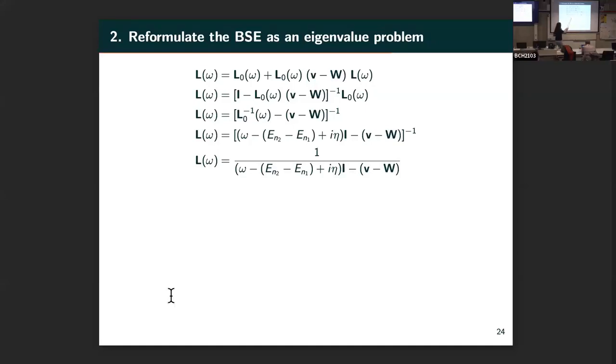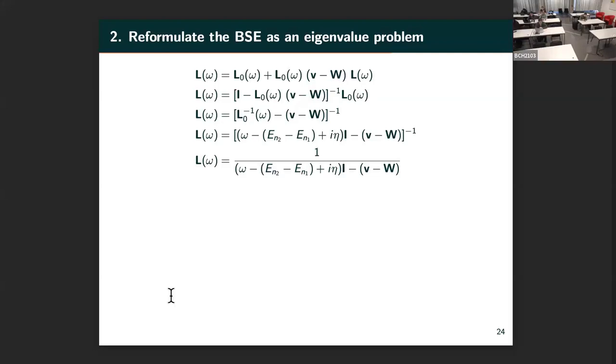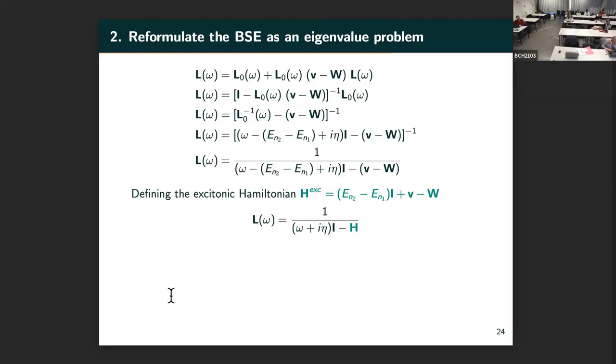Another way of writing this is with the inverse, and I do this because maybe you start feeling familiarized with this equation. If we want to diagonalize the problem, we would like to write it in terms of an excitonic Hamiltonian. If we see this equation in this way, and we define the excitonic Hamiltonian, in the diagonal, the energy difference between the two transitions, the transition between the two levels that we want to consider, plus the Coulomb minus the screened Coulomb interaction, we can replace in here this and this, and we rewrite the equation in this way. Do you remember what this L is now?